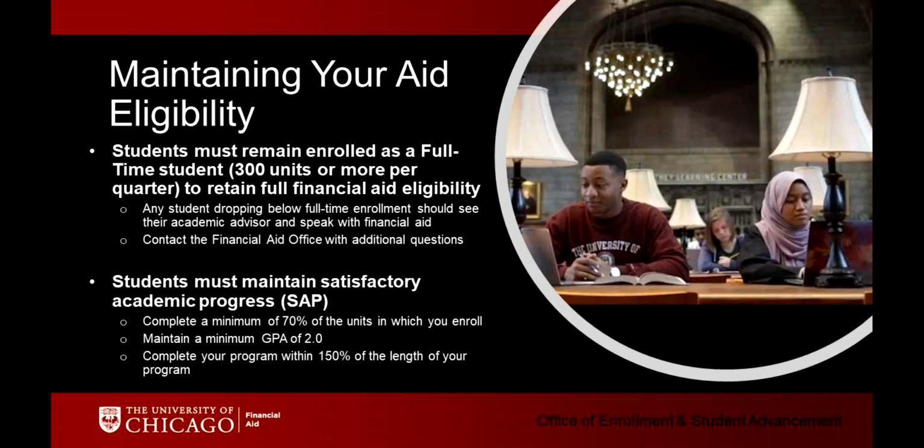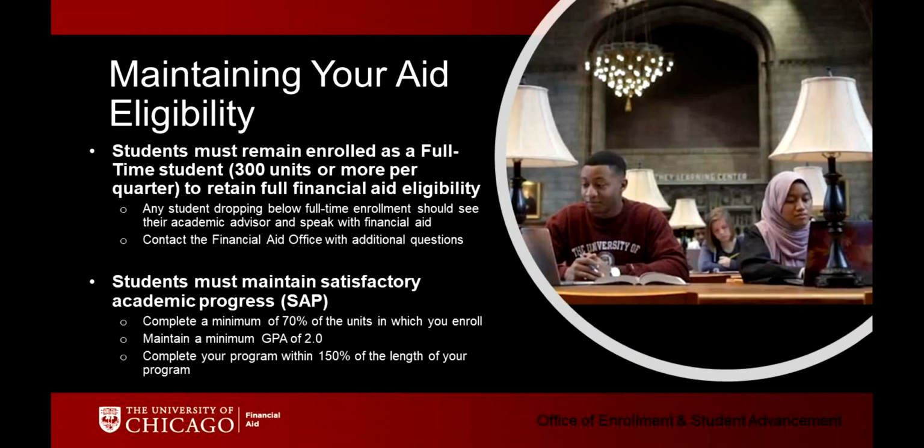Students must also maintain something called SAP, or Satisfactory Academic Progress, meaning you need to complete 70% of the units in which you enroll, so 7 out of every 10 classes. You've got to maintain a minimum grade point average of 2.0, or good academic standing, and you need to complete your program within 150% of the length of the program, i.e., if you're looking for a 4-year degree, you've got to get it done in at most 6 years.